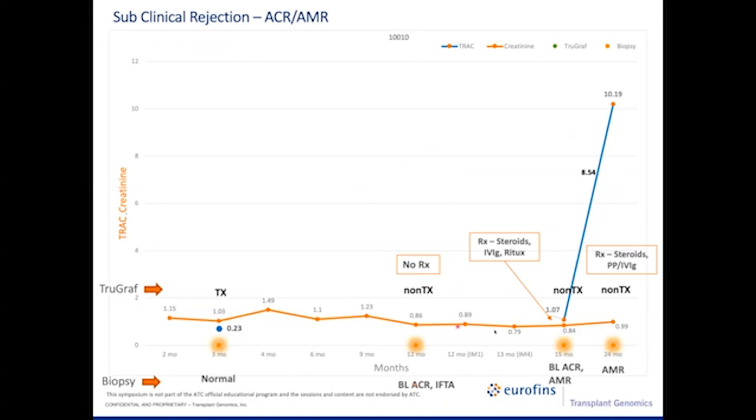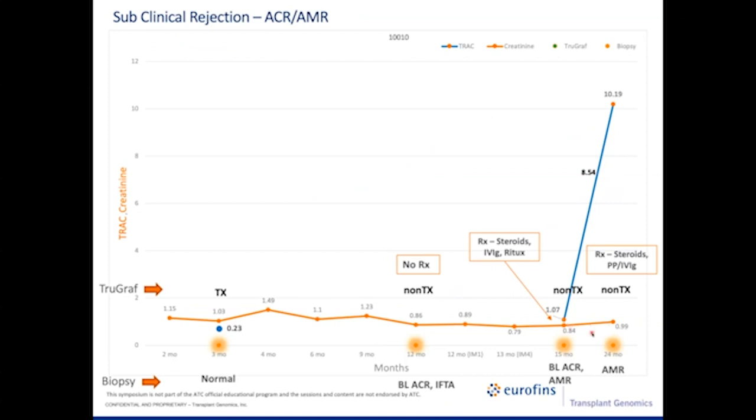Again, the patient has stable function. They go on with these intense monitoring visits a few weeks later, a month later, and then 3 months later, they have a persistent non-TX. Again, a biopsy is done, still showing borderline acute cellular rejection. Now the patient's developed de novo DSA and antibody-mediated rejection. At that time as well, TRAC is done, cell-free DNA is positive. Patient's treated with steroids, IVIG, and rituximab, and they continue on here.